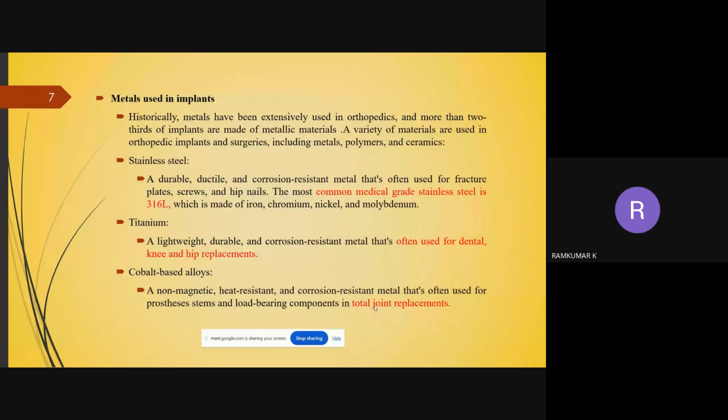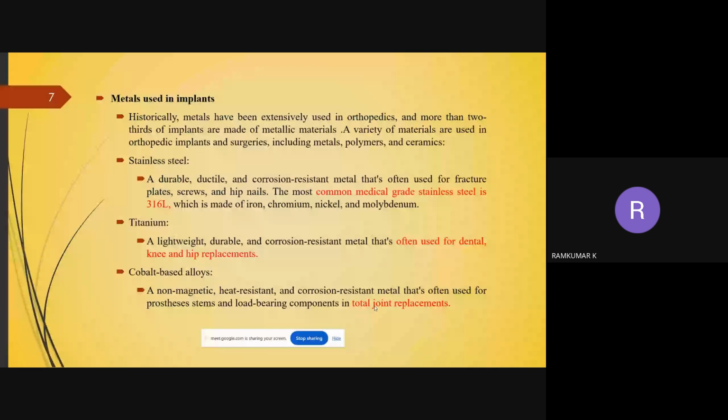Under metals, what are the types of metals which we use? Metals have been extensively used in orthopedics. The first one is stainless steel. Stainless steel is a durable, ductile, and corrosion-resistant metal. It is used as plates, screws, and hip nails. Mostly low carbon steel, that is 316L, is used. The next one is titanium. Titanium is lightweight, durable, and corrosion resistant. It is often used in dental, knee, and hip replacements.